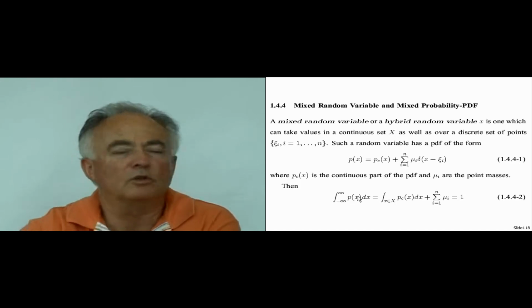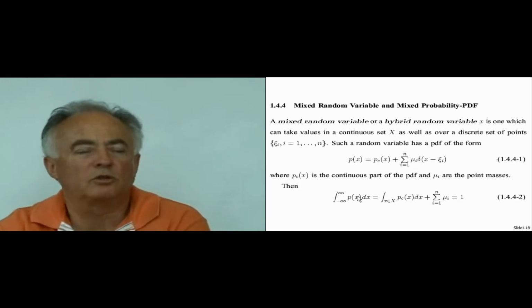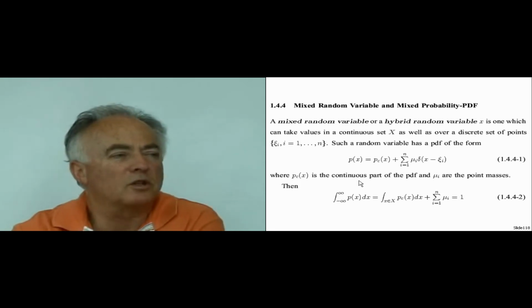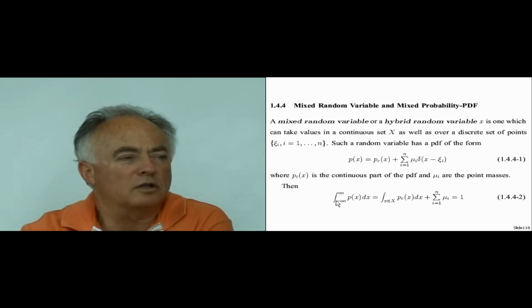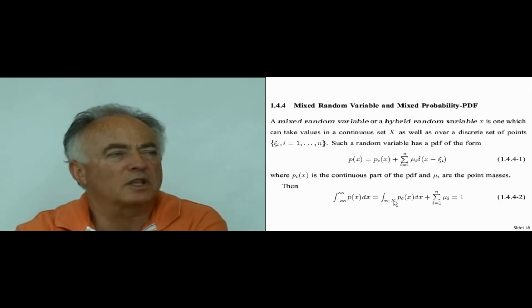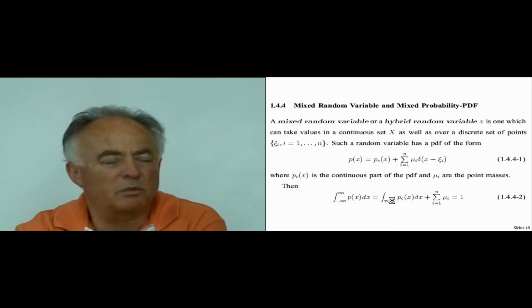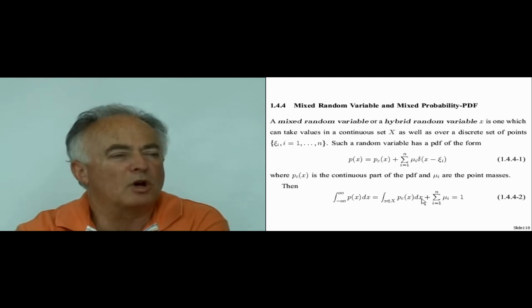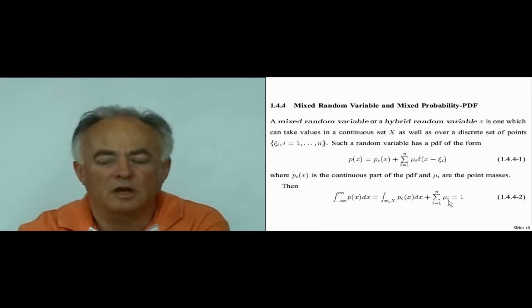Clearly, the normalization requirement of this density is that its integral from minus to plus infinity, which is the integral of Pc of x, and because it is defined on a set X, might be the whole line or part of it, doesn't matter, plus the sum of the point masses would have to be 1. So the total probability mass still has to be unity.